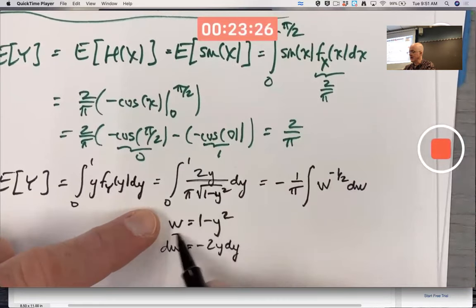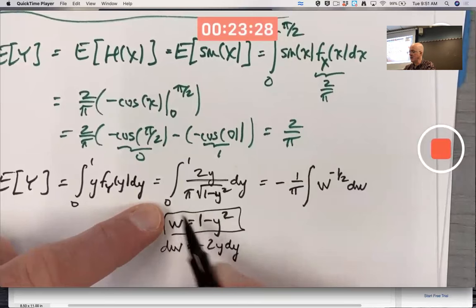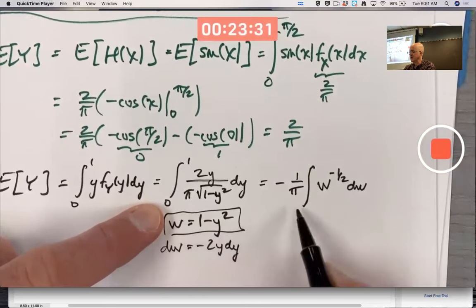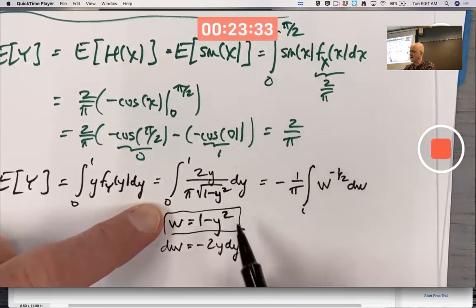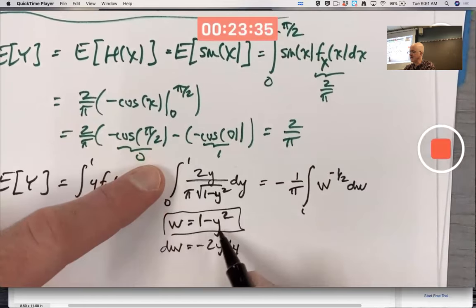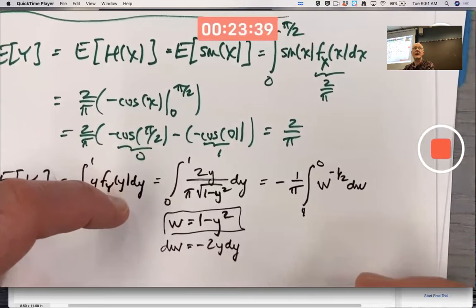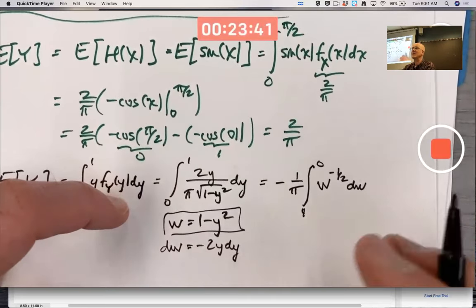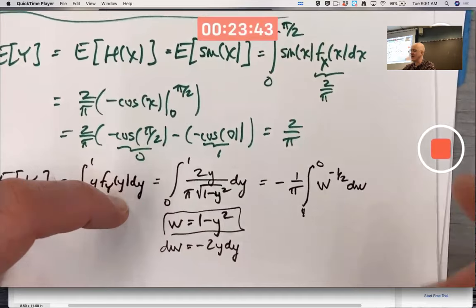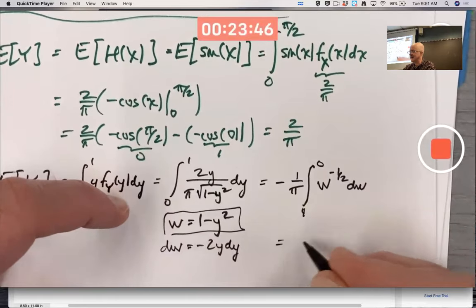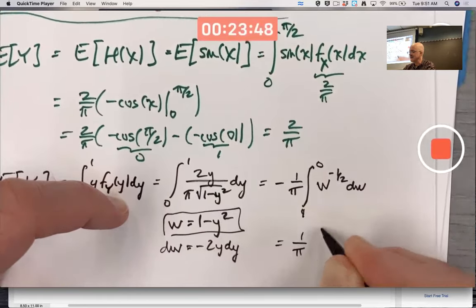Use this equation here. When y is 0, w is 1 minus 0 squared is 1. And when y is 1, w is 1 minus 1 squared is 0. Huh. Is that wrong? No, that's actually right. However, you can switch them back to going from 0 to 1 and then just negate the negative sign to get a positive sign. This is the same as this.